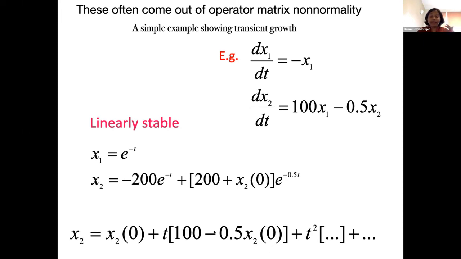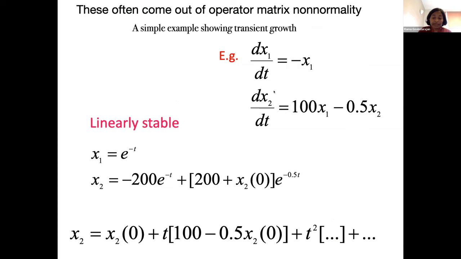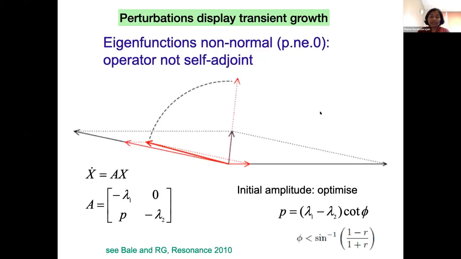In other words, sometimes even with a small initial thing, you can be on the other side of the basin boundary. Another way of looking at it is a pictorial way, and it's very instructive. The basic point is whenever you have a non-normal system like this, the eigenfunctions are not orthogonal to each other. They are at some angle to each other. So in a simple case like this, we can easily draw the two eigenfunctions on a plane.